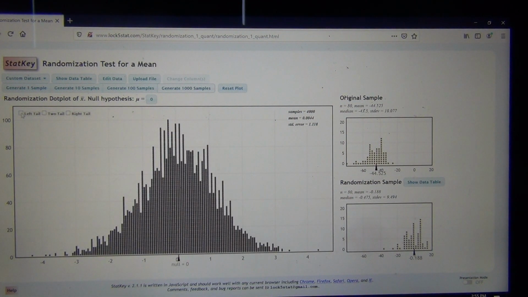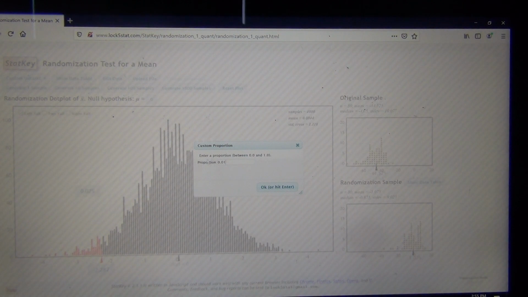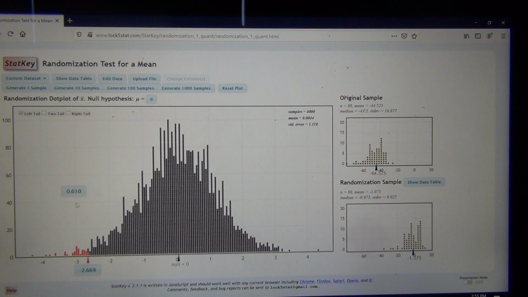I'm going to click left tail. Now, where would the tail start? Well, if I'm using a 1% significance level, I would type in 0.01 in the tail, which is right there. So my tail starts at negative 2.669. So anything lower than negative 2.669 is going to be significant. If you look at our original sample difference, negative 44 is our sample mean. So that's definitely way off the charts in the tail. This is way out in the left tail, definitely significant.